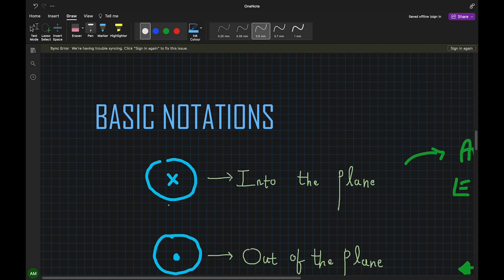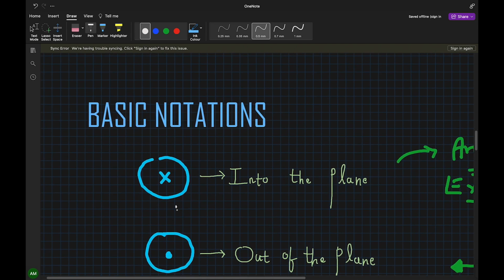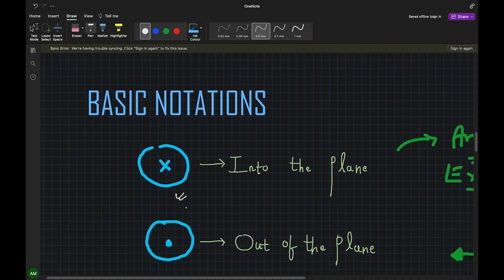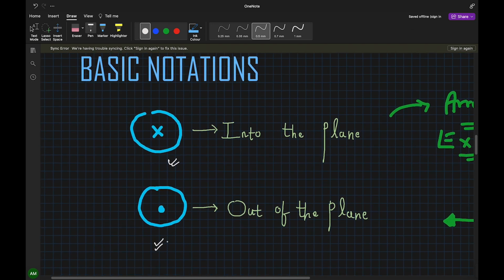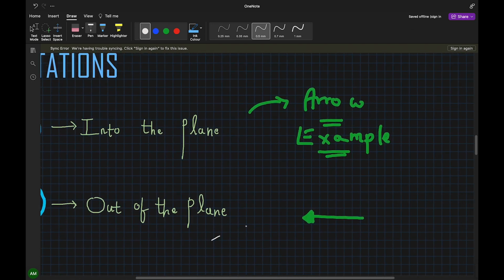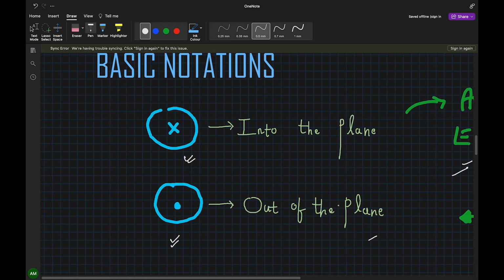Now basic notations which are extremely important for you. See, x mark means into the plane, and dot mark means out of the plane. Now how I used to remember: take an arrow example. Assume an arrow which is coming towards you. When an arrow is coming towards you, what do you see? You see a dot, out of the plane, coming out of the paper or out of the screen which you are watching now.